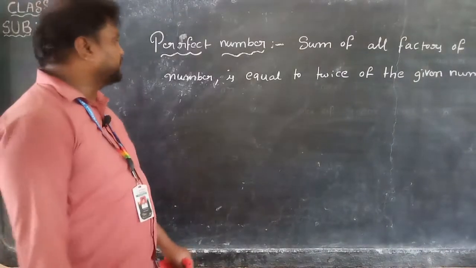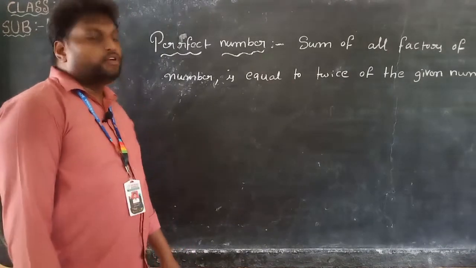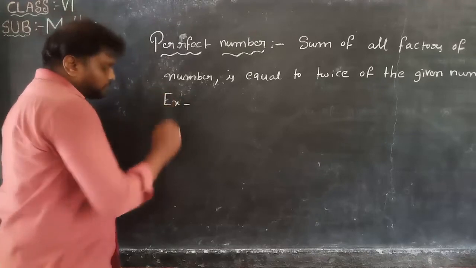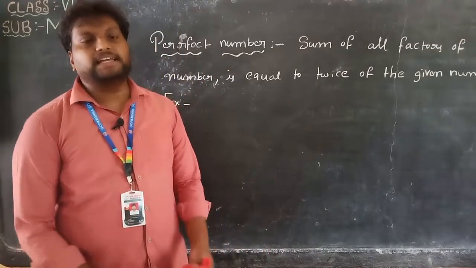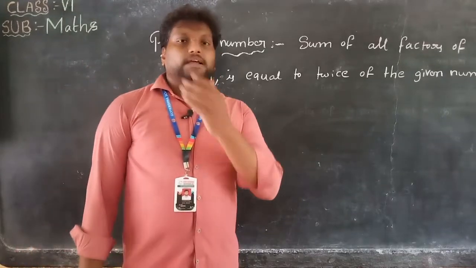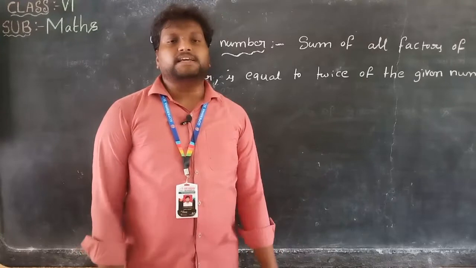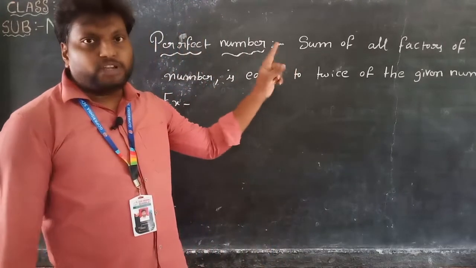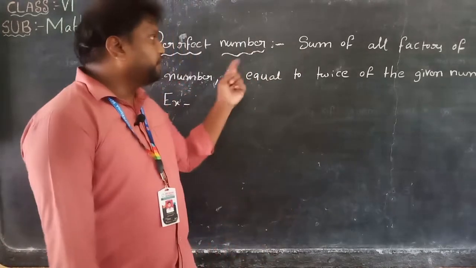The sum of all factors of a number is equal to twice the given number. Okay, in that example, first of all, what is a perfect number? Every number has some factors. If we add all those factors and the value is twice the given number, then that number is called a perfect number.